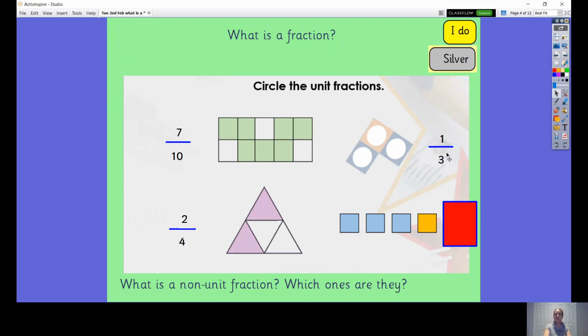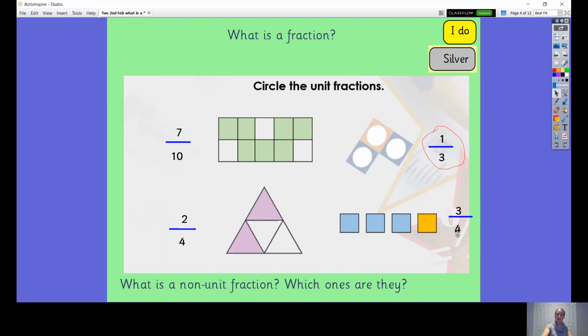Then up here I've got 1/3. So I've got 3 pieces, so 3 on the bottom as a denominator, and then just 1 piece is shaded. So that is a unit fraction. So I'll circle that one.